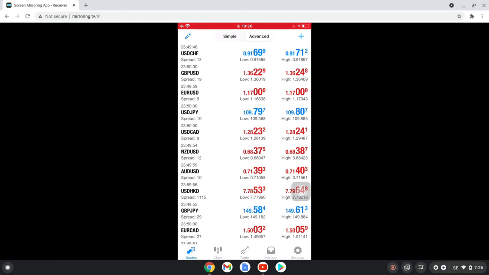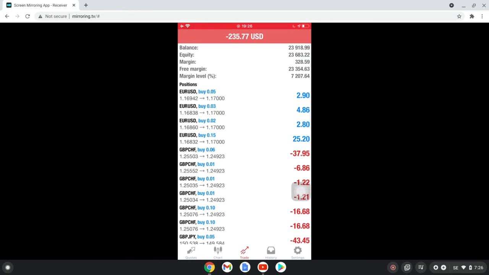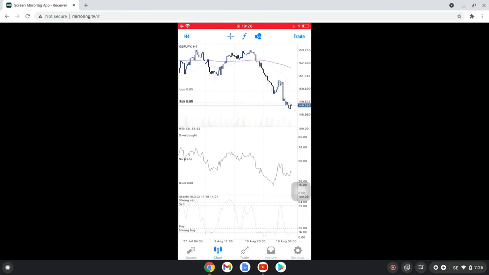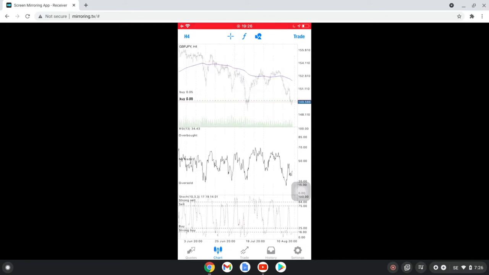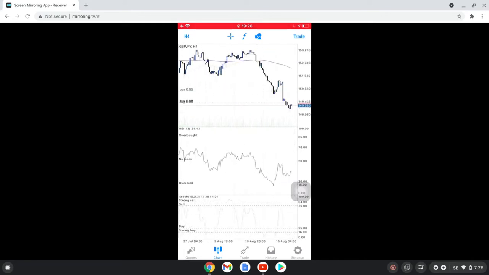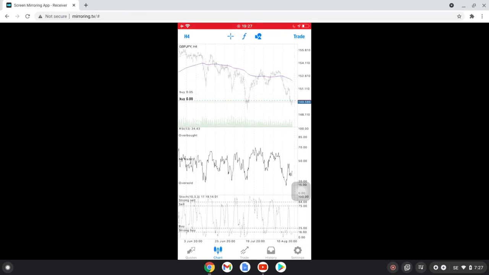Alright, so I have a few trades from last week, just ignore those. However, on the chart, it may look different in yours. I'm not going to go through how you customize it in this video. Maybe in the future I make one, or go on YouTube and find someone who can help you make your chart look at your taste.